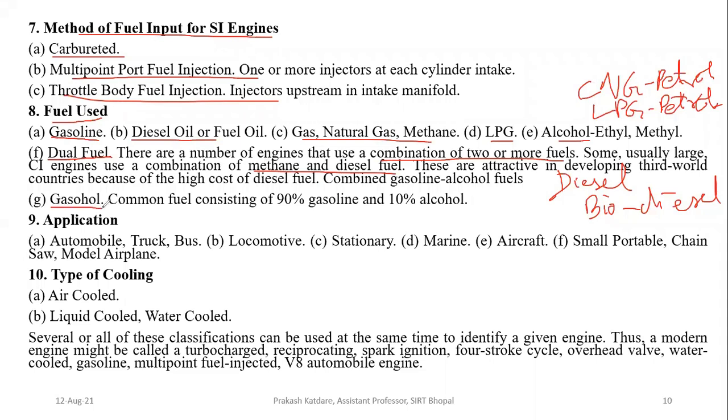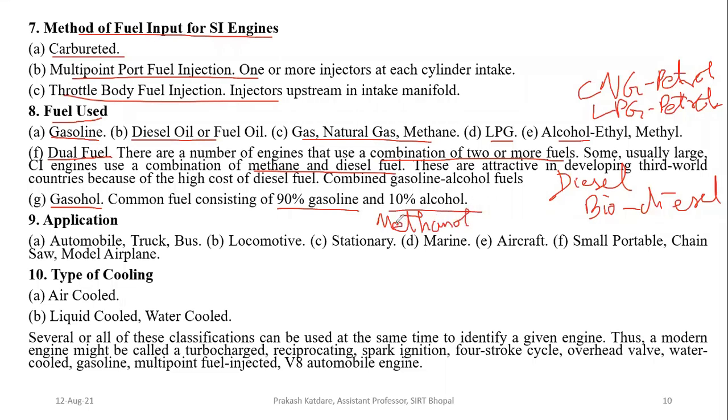Then it can be a gasohol type of engine in which there can be 90% gasoline and 10% alcohol. At present, our government is working on increasing the content of methanol in petrol so that the overall cost of the petrol can be lowered.